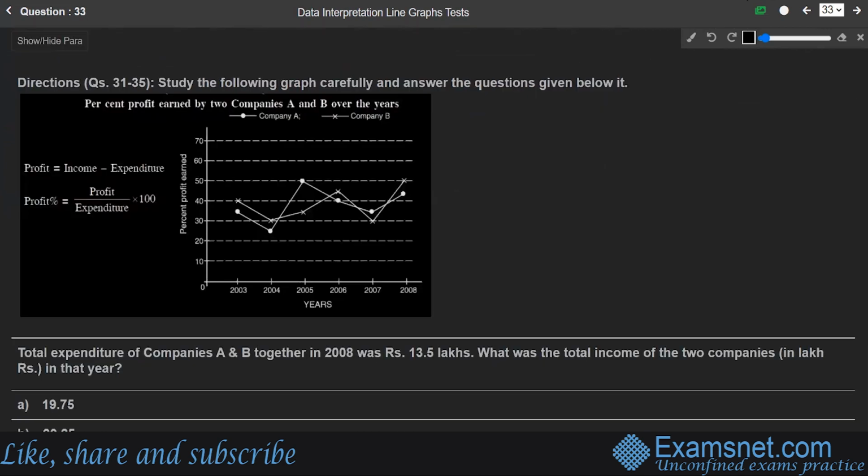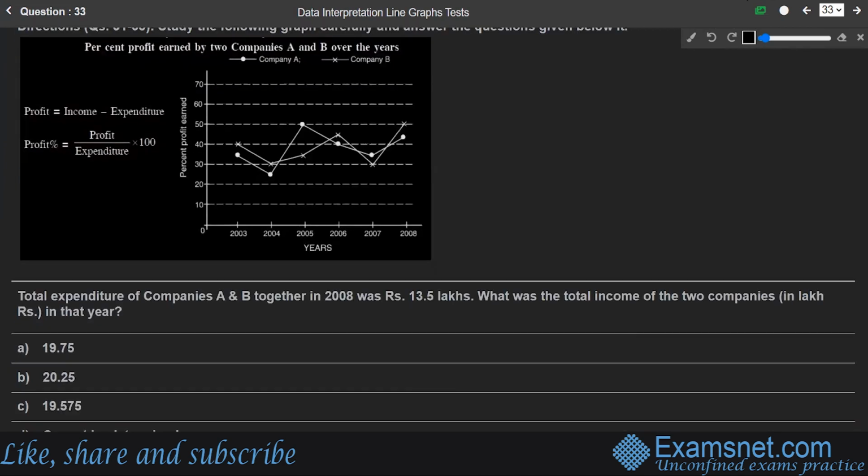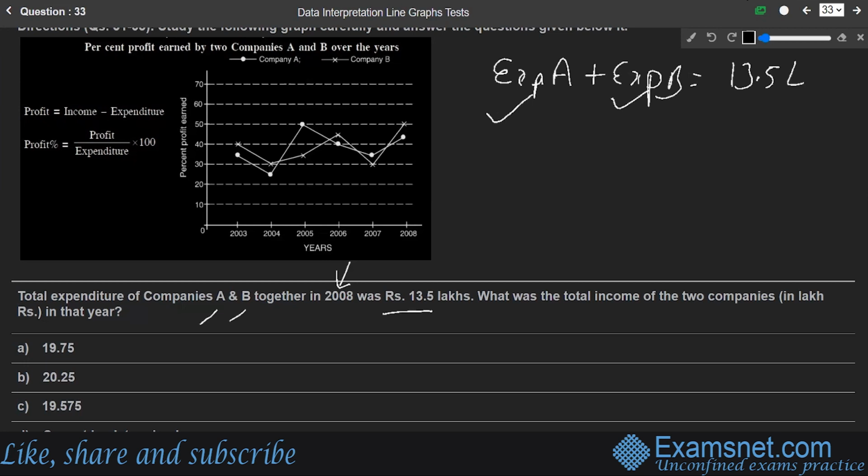Okay, now for the same line graph, we are supposed to answer a question. The question is: total expenditure of company A and B together in 2008 was 13.5. So expenditure of A plus expenditure of B has been given to us as 13.5 lakh. But they have not provided the value of expenditure of A and the value of expenditure of B separately. They have just provided us the sum.